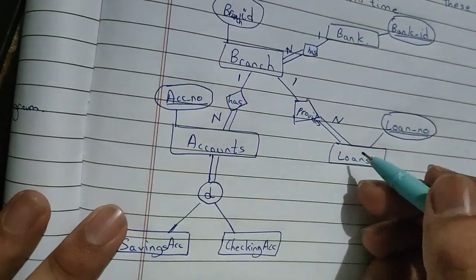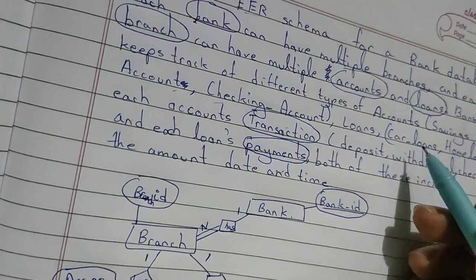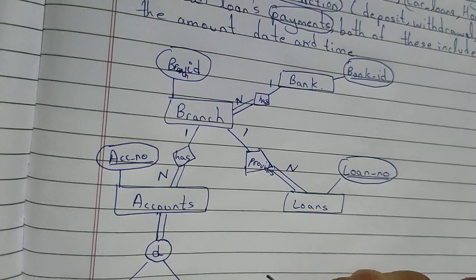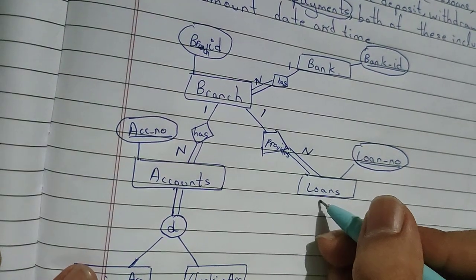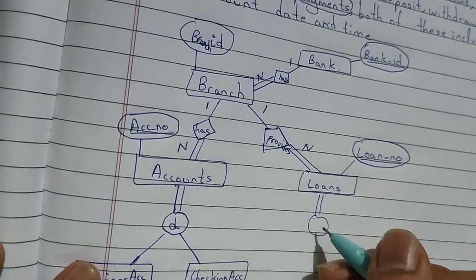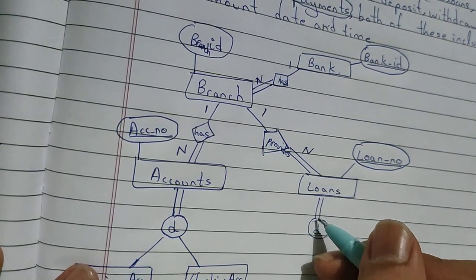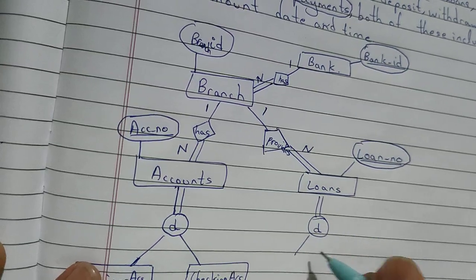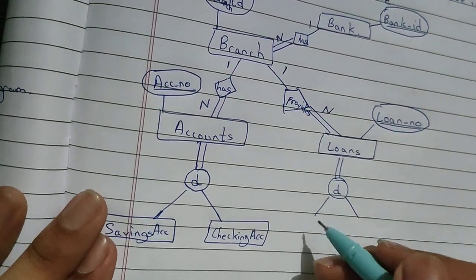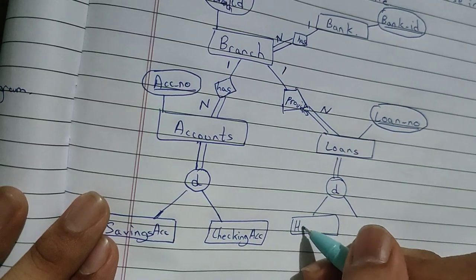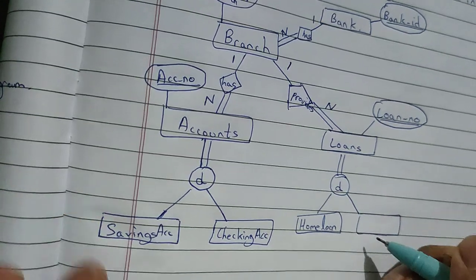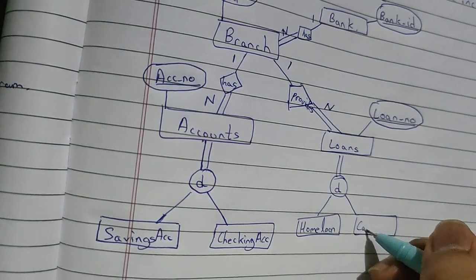And now as for our loans, there are two types of loans, car loans and home loans, no? And now a loan can either be a car loan or a home loan, right? So it's not overlapping but distinct or disjoint. So we'll be having a disjoint specifier over here. So this tells us that if there exists a loan entity, it must be either a home loan, for example, or it can be a car loan.